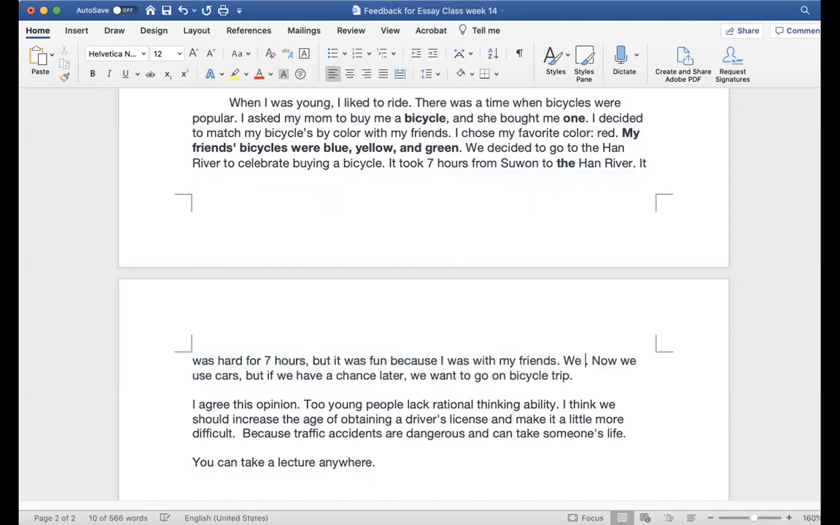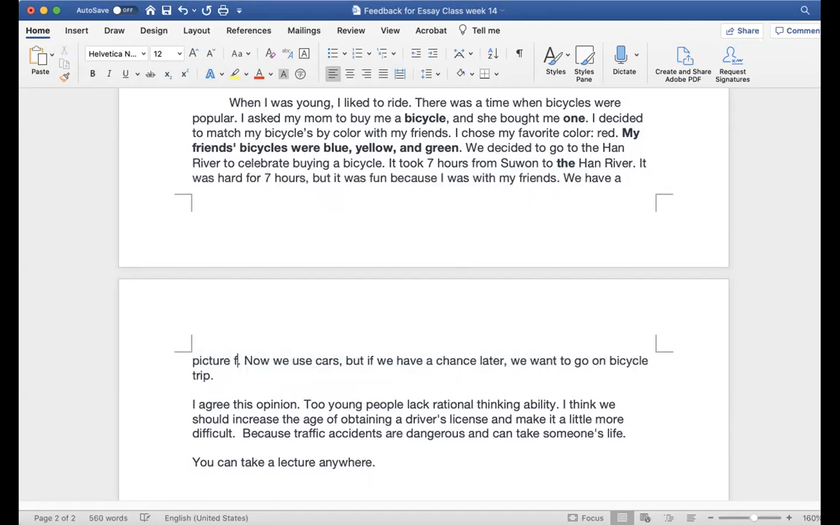Okay, so I'm going to change this to, we have a picture from that day. We have a picture from that day as a memento, you could say. Memento is a thing that you keep to remember something special that happened. Mementos. It's related to memory or remembering. We have a picture from that day as a memento.